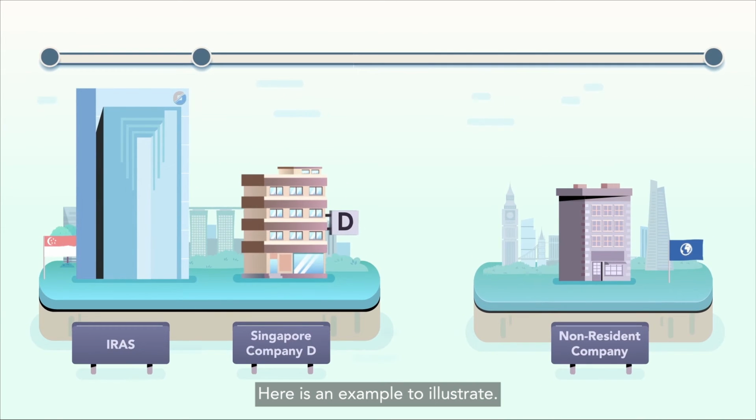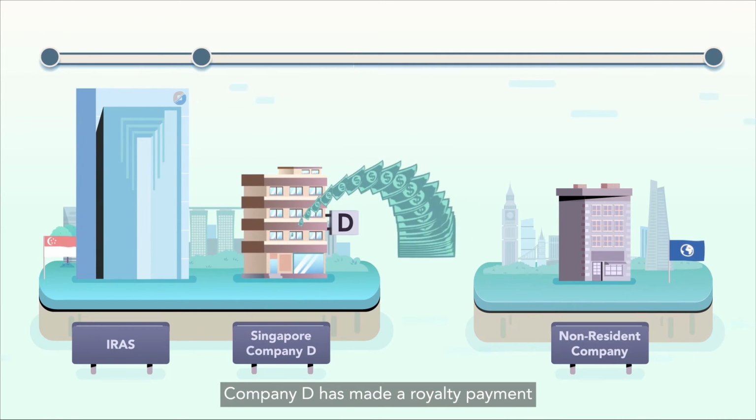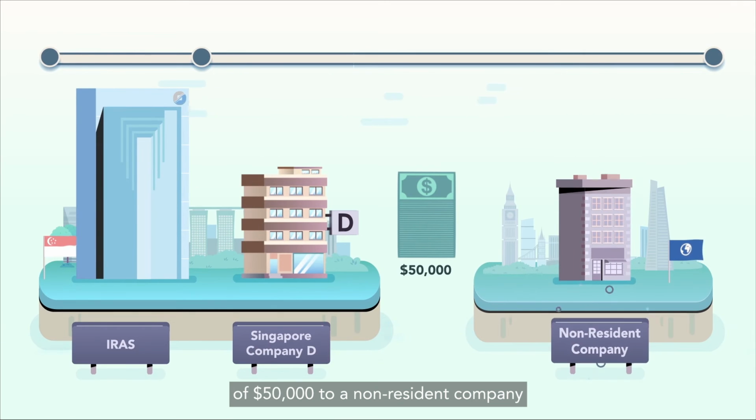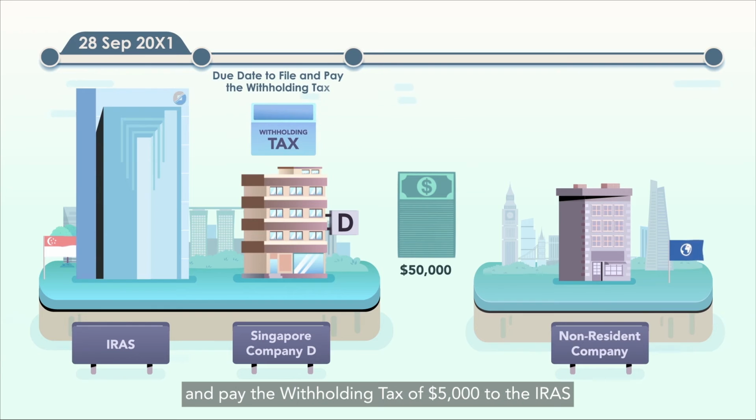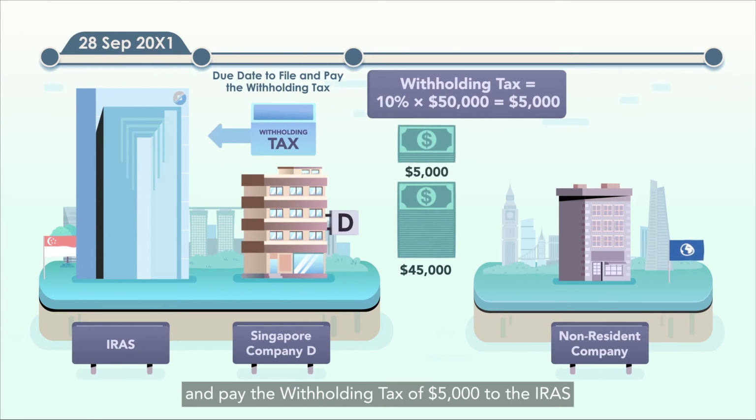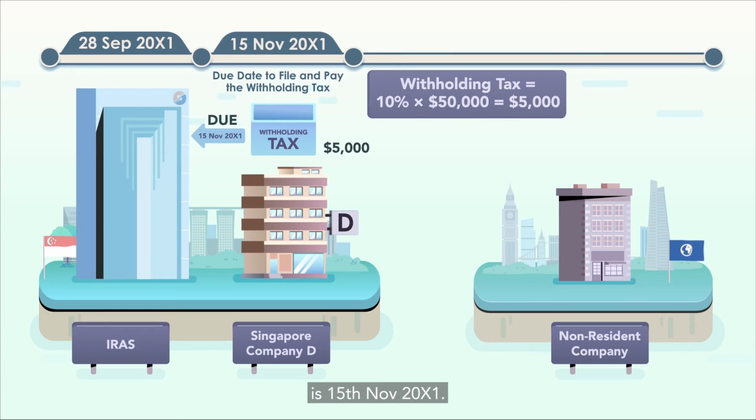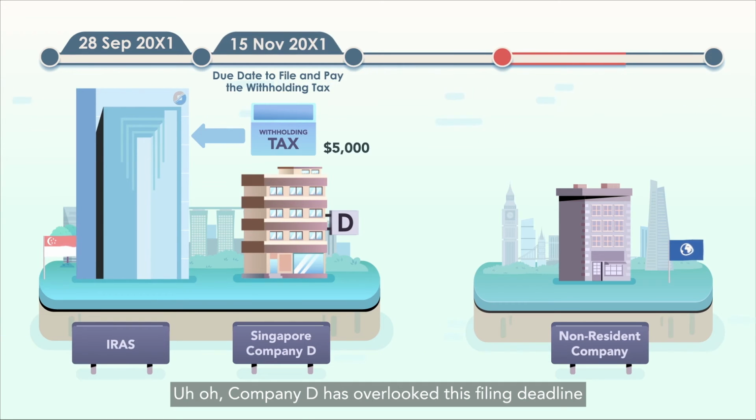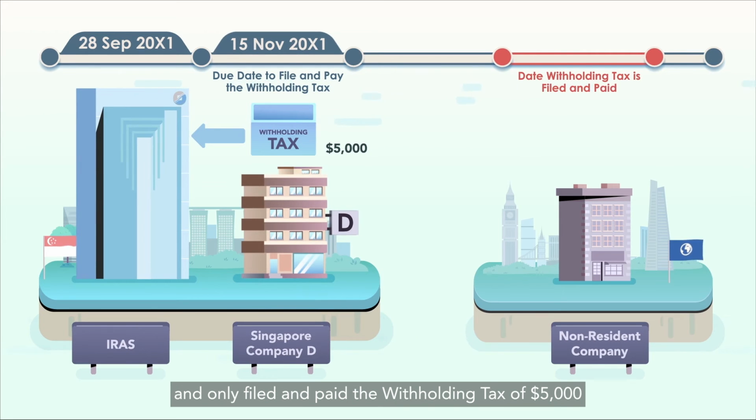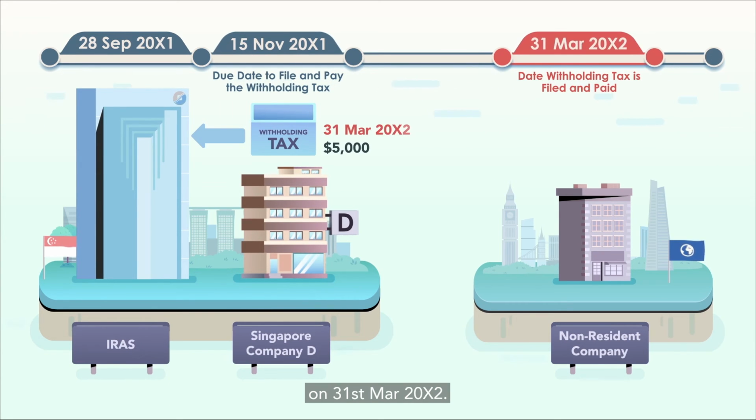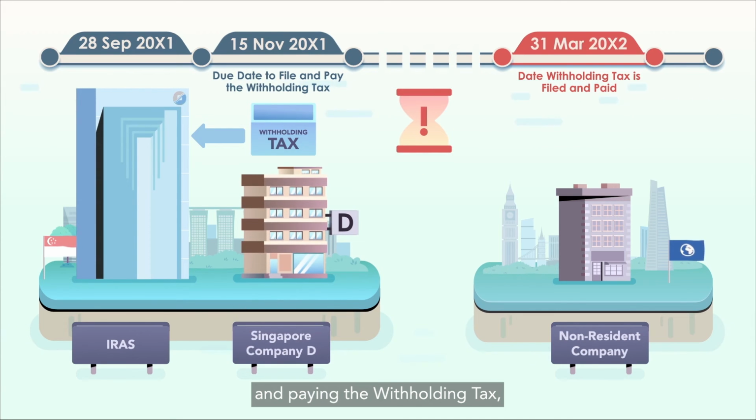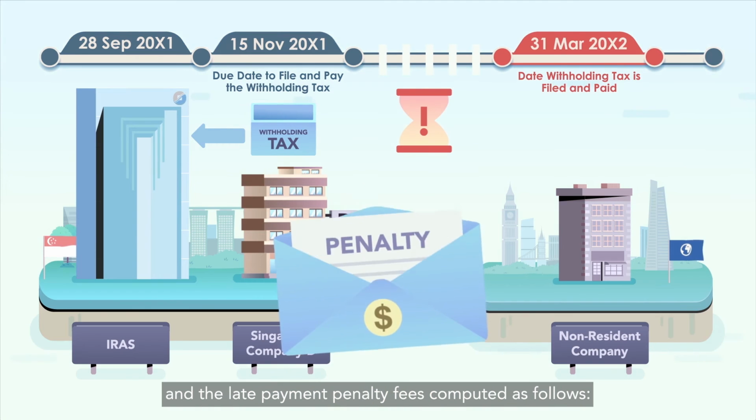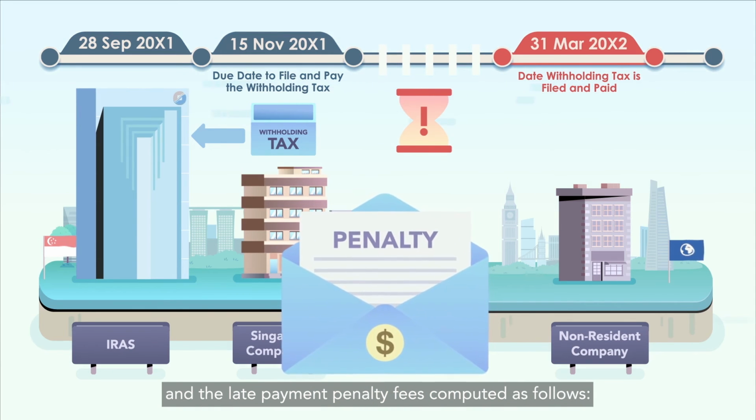Here is an example to illustrate. Company D has made a royalty payment of $50,000 to a non-resident company on 28 September 20x1. The deadline to file and pay the withholding tax of $5,000 to the IRAS is 15th November 20x1. Company D has overlooked this filing deadline and only filed and paid the withholding tax of $5,000 on 31st March 20x2. As Company D was late in filing and paying the withholding tax, it must pay the withholding tax amount and the late payment penalty fees computed as follows.